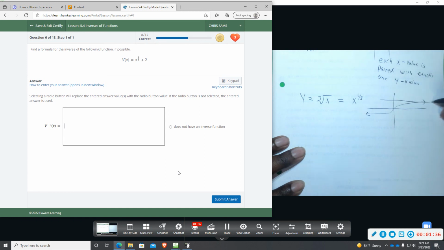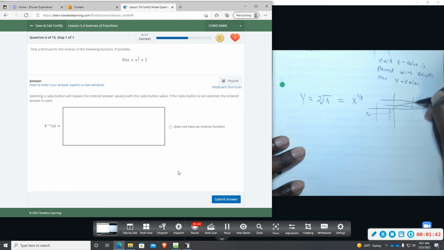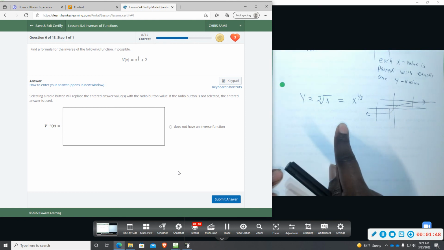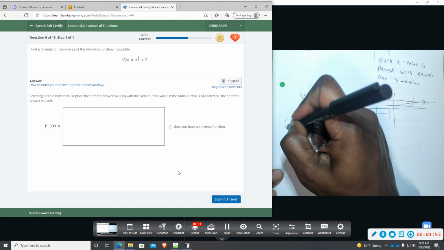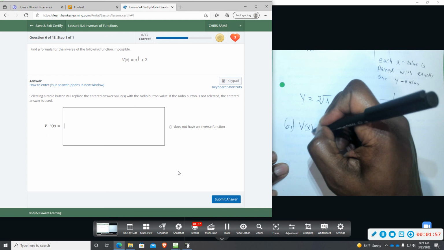If I drew a horizontal line, even though it looks kind of like it's flat, it will cross once. And if I drew a vertical line, no matter where I drew the vertical line, it would only cross once. So this is a 1-to-1 function. Therefore, it will have an inverse. And the way we're going to find that inverse, we're going to start with the equation, or the function, that they're giving us.